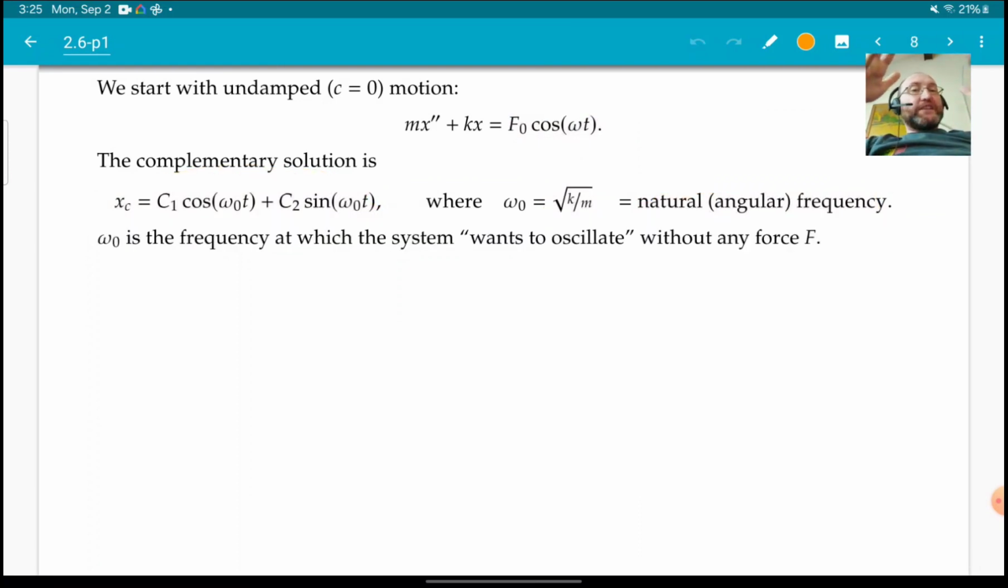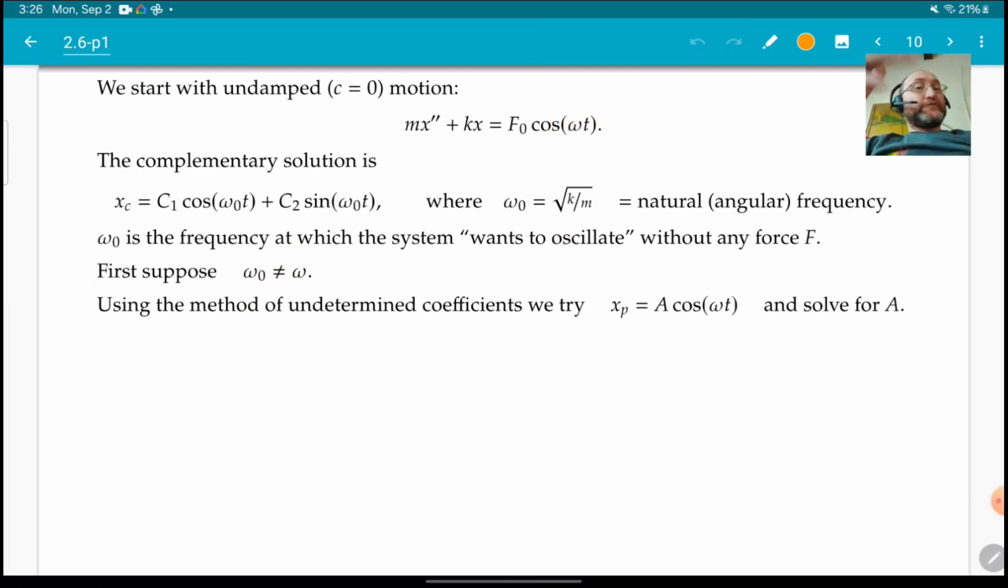Now omega naught is really the frequency at which the mass wants to oscillate without any force. If there is no force trying to make it oscillate at some other frequency, this is the frequency the mass would want to oscillate at. Now, first, let's suppose the forcing frequency, the noise coming from the outside, or the jetpack, or wherever our force is coming from, is coming with a different frequency. So let's suppose that omega naught is not equal to omega.